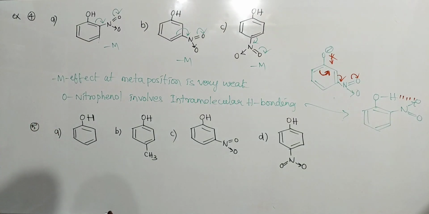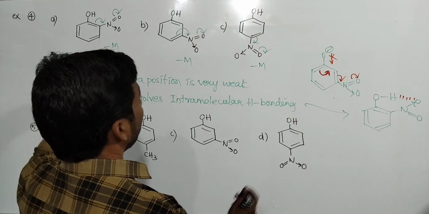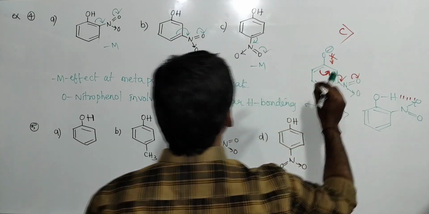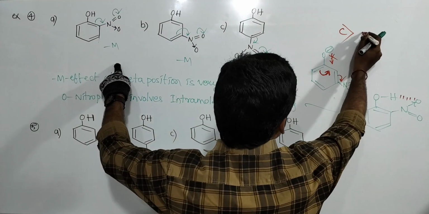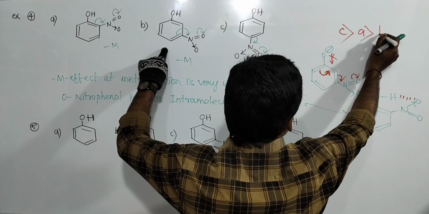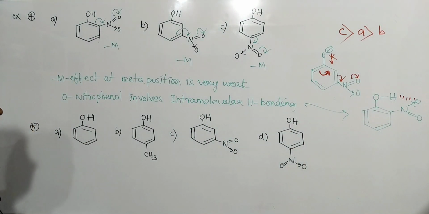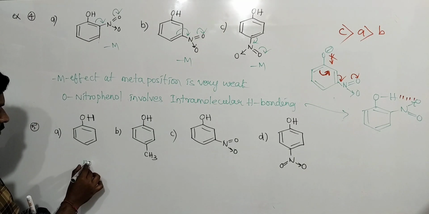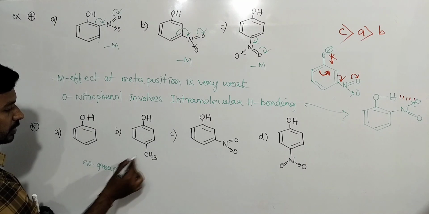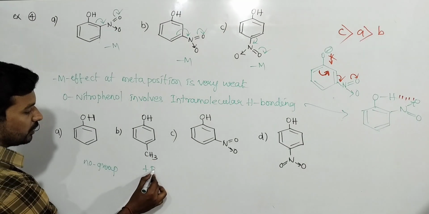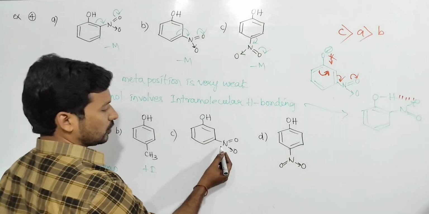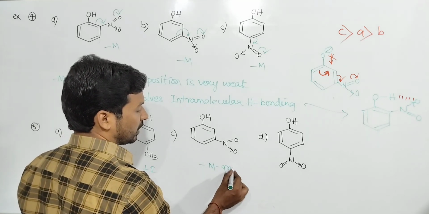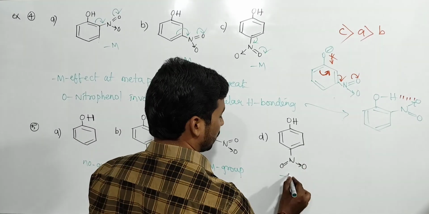Therefore, order is definitely C strong acid than, and A strong acid than B. Mesomeric effect is not present at meta position. So here hydrogen, no effect, no group. Here this is which group? Methyl group is plus I group. Here nitro group definitely minus M group, but minus M group at meta position, and this is minus M group at para position.